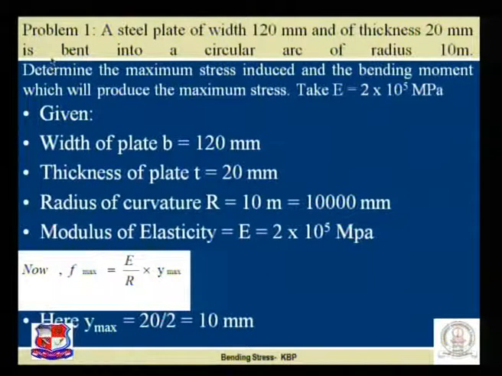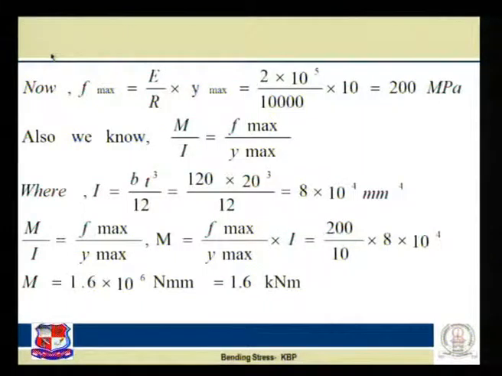So, what is the value of Y max? For a rectangular section, it is thickness by 2, 20 by 2, that is 10 mm. Now if we put in the value of E, 2 into 10 raised to 5, divided by the value of R in millimeter, 10,000, multiplied by Y max, that is 20 by 2, the 10 mm, we get F max equal to 200 megapascal. So we got the value of F max as 200 megapascal.